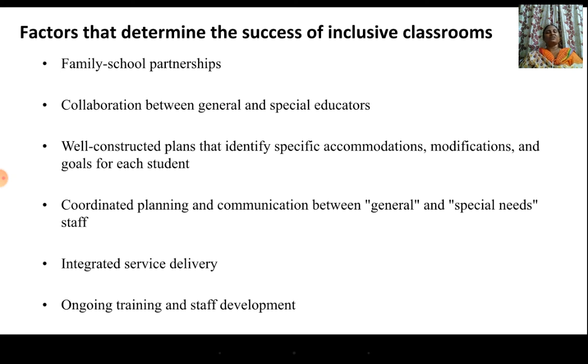A special educator should understand the need of the child and guide the general educator properly to handle the child in the classroom. Then a well-constructed plan to identify specific accommodations and modifications for each student should be made available. Then coordinated planning and communication should exist between general and special needs staff. Integrated service delivery focusing upon the holistic development of the child with intellectual disability should be focused upon, because he may need therapeutic services like physiotherapy or occupational therapy or speech therapy. That should also find a place in the general education curriculum. Then ongoing training and staff development at both ends, like general and special educators.